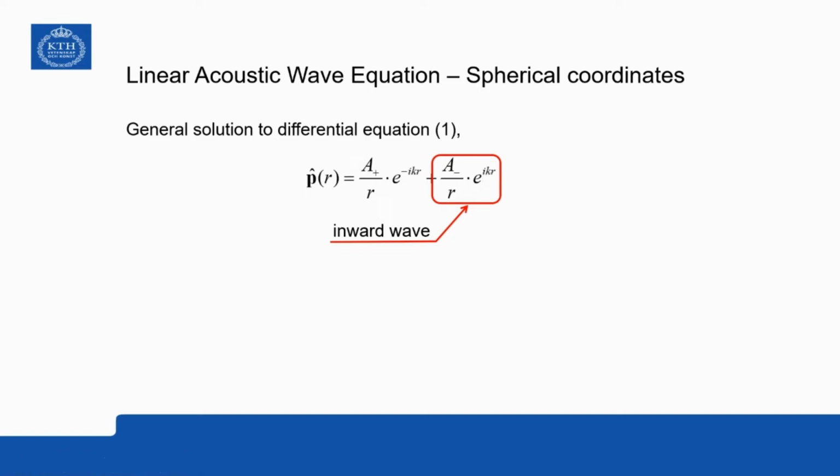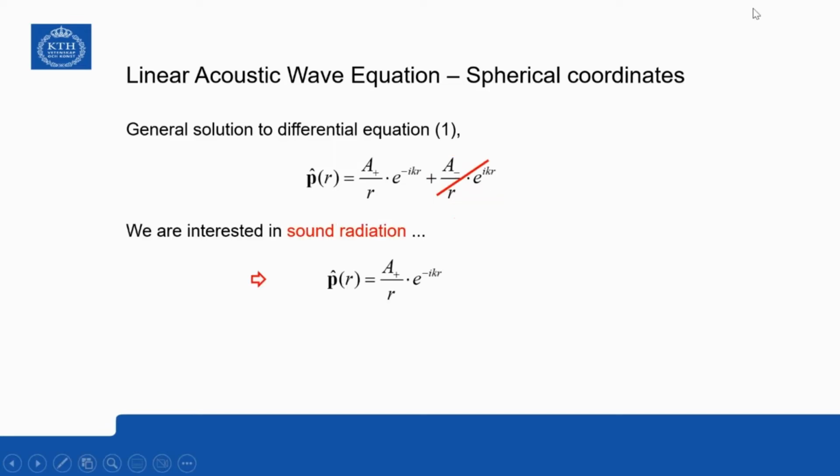So this is a wave coming from outside and going into the source, as if you have a sink, a sound sink instead of a source in the spherical center. So that means that in our case, since we are interested in sound radiation from a source, we can neglect this part. This is of no interest to us. So we only consider this first part, the first term. So that is our solution, describing the sphere's sound radiation.